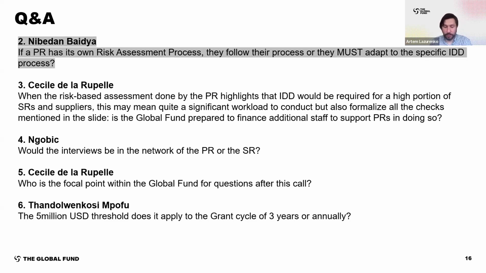So if your own process does not meet at least minimum requirements, then there will be a conversation of, how is it that you have come to that decision, and it will be difficult for the Global Fund to accept properly. But most of the time, it is the PR's own risk assessment process that drives the decision. And we don't expect that there would be a difference, right? We don't expect that any risk assessment process would reasonably say that even for these very large subrecipients and suppliers with these very large budgets of over 5 million, you should not do at least the sanctions check.